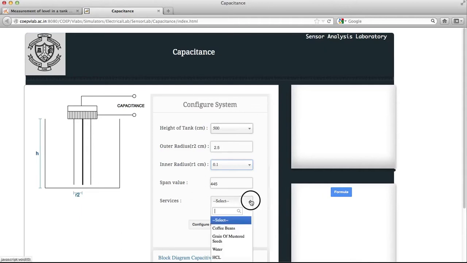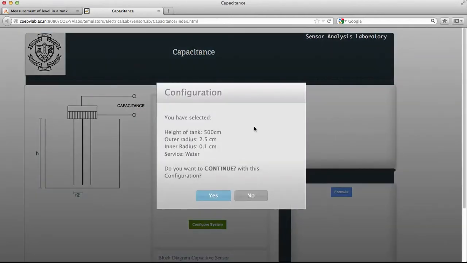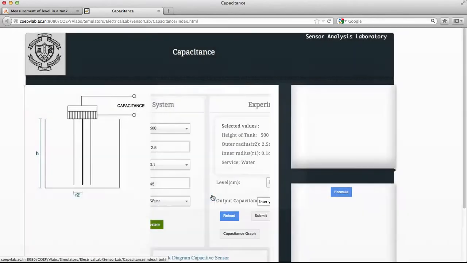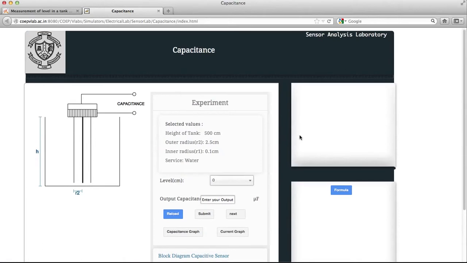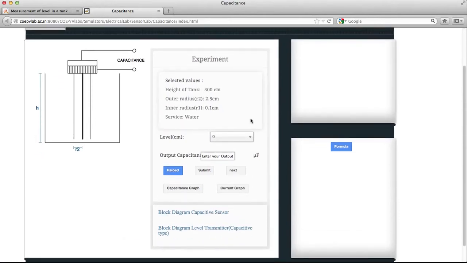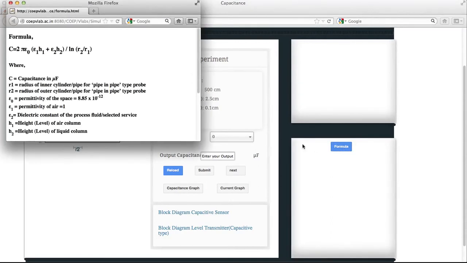And for the service you can choose coffee beans, a grain of mustard seeds, water, or SCL. For simplicity, let's select water. Then you will click here for configuring the system. Now once you confirm that this is the system which you want to test, you can say yes, and then the experiment will start. Now to solve this problem, you have to use the equation as shown in the formula.